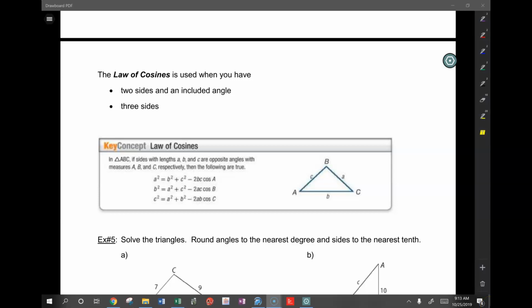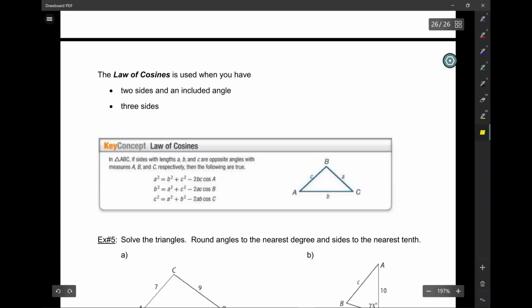We talked yesterday about the law of sines, and we talked about what triangles are good candidates for the law of sines, right? And we said we had to have one pair completely given to us, like angle A and side A. All right, the next thing we're going to talk about, another way to solve triangles, is the law of cosines.